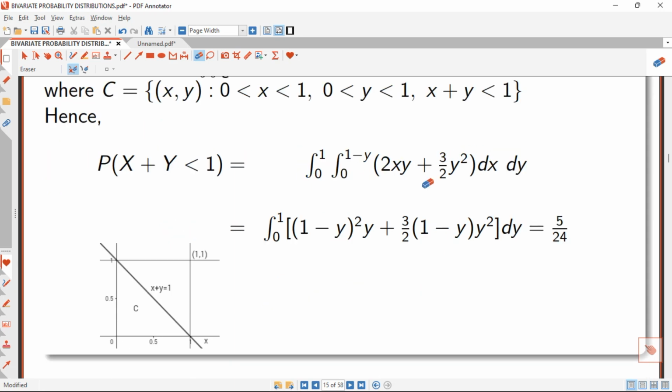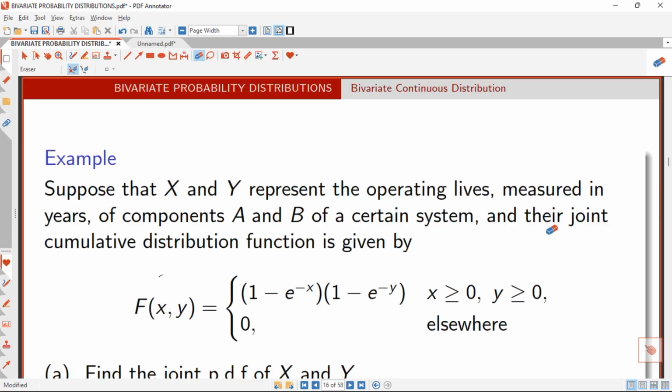Once you integrate, first with respect to x, after expansion you get the integral of (1 minus y) squared times y plus 3 divided by 2 times (1 minus y) times y squared dy. When you integrate everything, you get 5 over 24. That is the solution to that particular question.